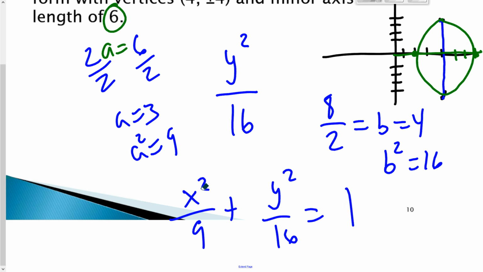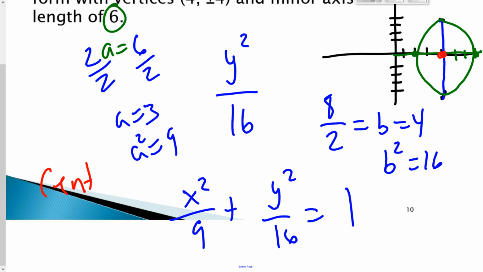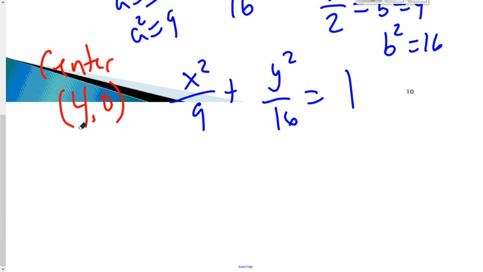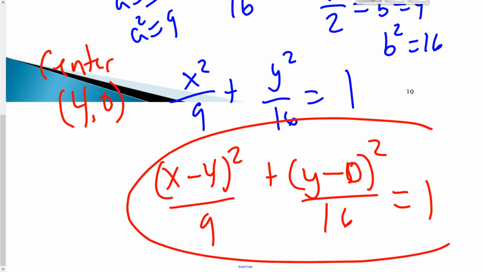Now, we're not centered at 0, 0, right? With just an x squared and a y squared, it would be centered at 0, 0. But as we can see, our major and minor axis intersect at this point, right? They're perpendicular at this point, which is 1, 2, 3, 4, so 4, 0. So that means the center would be 4, 0. So remember, it's always opposite. So my x needs to be opposite of 4, so that'd be negative 4. And opposite of 0 is still 0, so I could do y minus 0 quantity squared if you want to, or you can just leave it as y squared. Either way, it'd be fine. So there would be your equation.